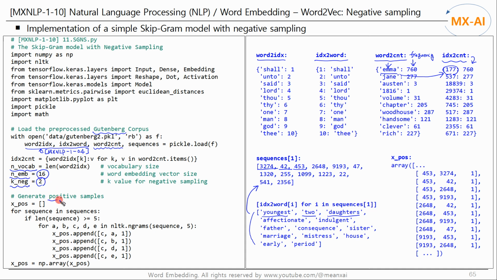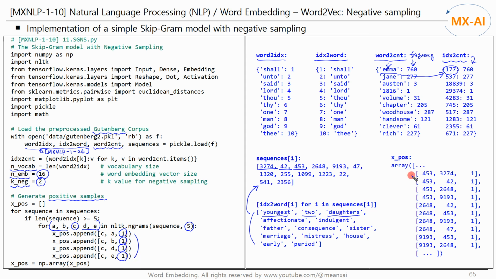Next, we generate positive samples. We use 5 grams to generate the positive samples. In this sequence, C is the center word, i.e. the target word, and the rest are surrounding words, i.e. context words. We generate the positive pairs as follows, and assign label 1 to each pair. This indicates that each pair is a positive pair.